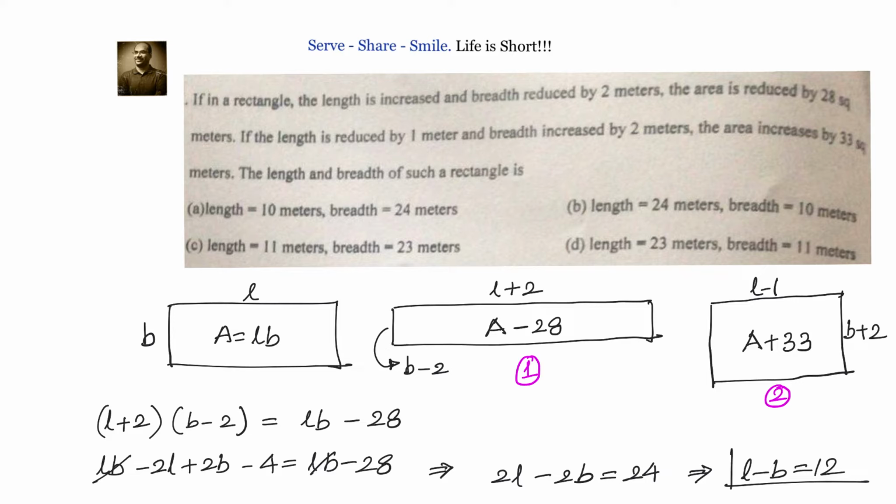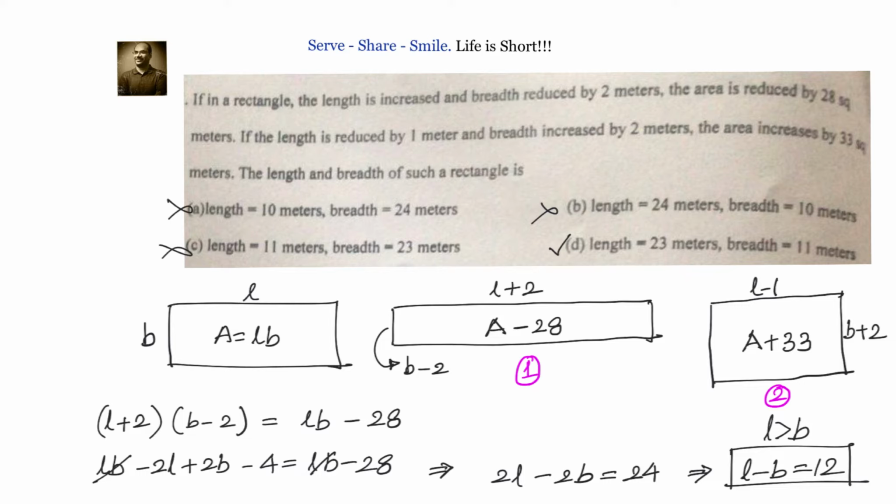If it is an MCQ, I'll stop here. I'll not continue with the problem. I'll go to the options and check whether this condition will help me rule some out. Length is greater than breadth and L minus B is 12. So these two are ruled out because length is less than breadth. And the difference between length and breadth must be 12. So there is only one option satisfying the condition L minus B equals 12. So that is option D.